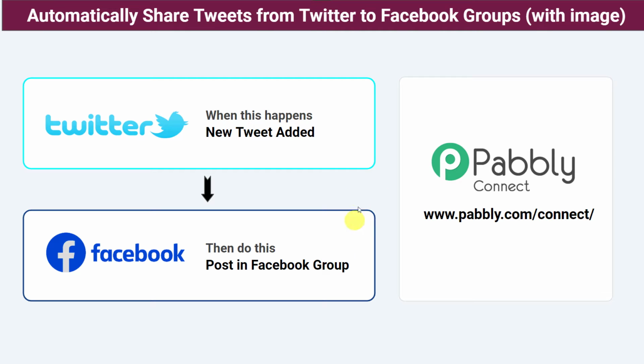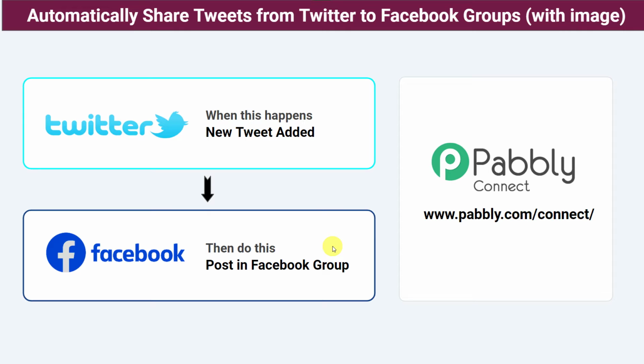Here we have two options. Either do this manually, take the details of your tweet, go to your Facebook group and create a post and then post it manually, okay? Or create an automation so that whenever a new tweet is added into the Twitter account, automatically the same message will be posted into the Facebook group also.